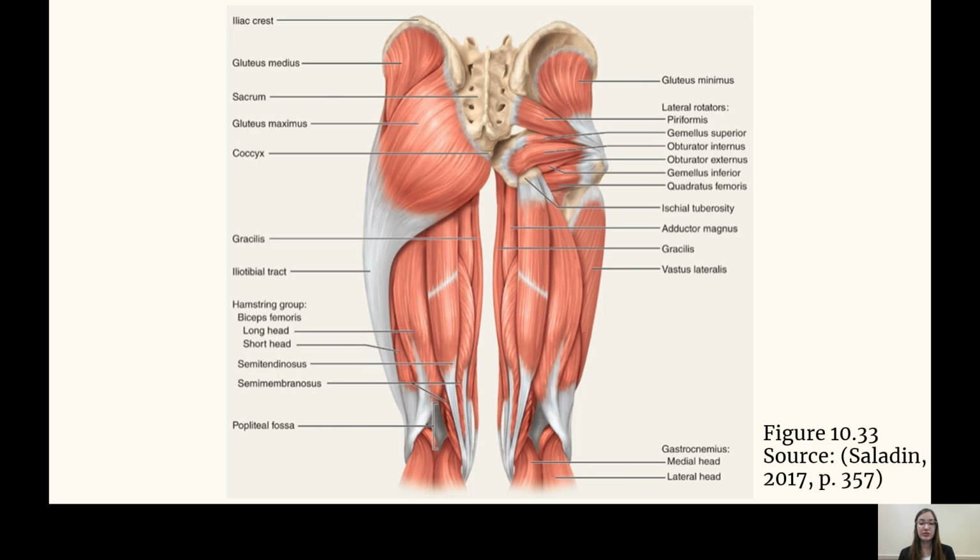And then the lateral rotators lie deep beneath the gluteus maximus. So they're pictured on the right half of this image. And their main job is to abduct the hip. The piriformis muscle of this group is important in certain pathologies, which Taylor will be discussing later.